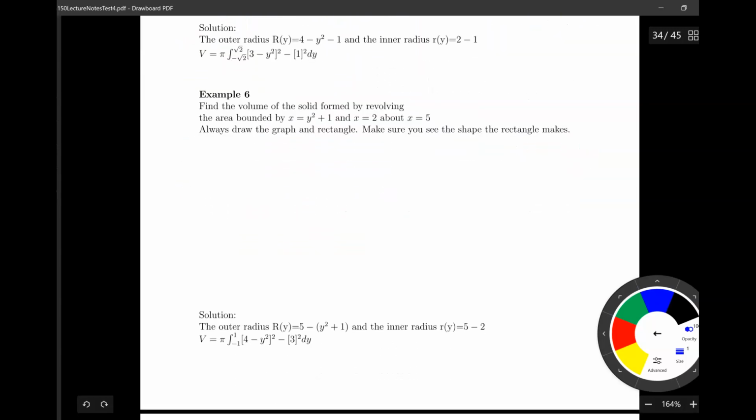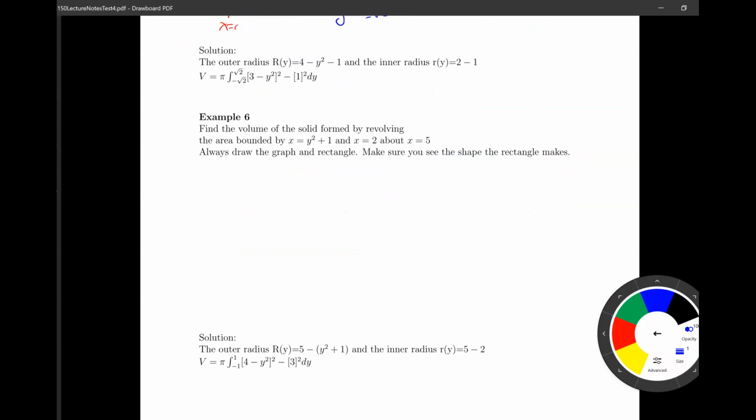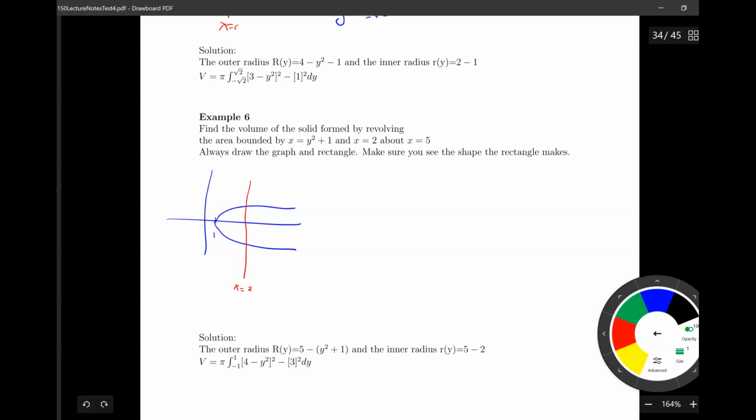All right, one more. So here I have x equal y squared plus 1. So here's 1, y squared plus 1. Then I have x equal 2, which is here. And I want to revolve it about x equal 5, which is out here. All right. So I'm going to be building rectangles perpendicular to the axis of rotation. Way out here is the center. So try and make it big enough so you can see that it looks like the center, right? This is what I'm spinning it around.